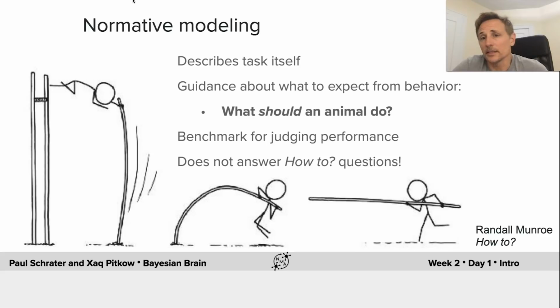So what is normative modeling and why is it important? Well, normative modeling describes the task that the brain undertakes in and of itself. It gives us guidance about what to expect from behavior, what an animal should do. It gives us a benchmark for judging performance so that we know if something is actually as good as it gets or very, very far from as good as it gets. But it doesn't answer how-to questions. For that, you should probably go see Randall Munroe's How To.